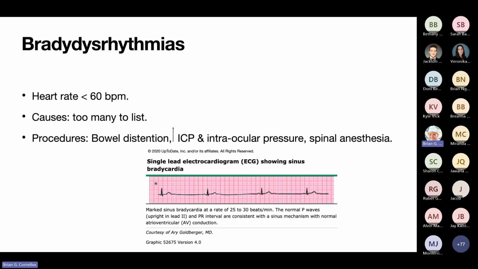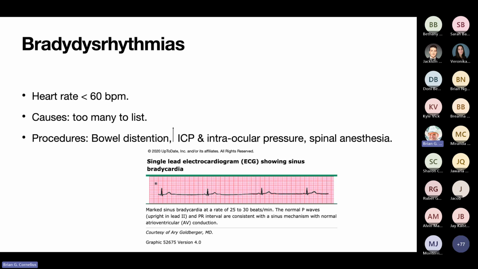Bradydysrhythmias, lots of things can cause it. The biggest one we see that causes it is us with inadequate oxygenation. You may also see it's due to elevated intracranial pressure or intraocular pressure, so be careful with kids and adults as far as like pushing on their eyes, stuff like that. It may be due to bowel distension, and sometimes our spinal anesthetics that'll cause it as well.